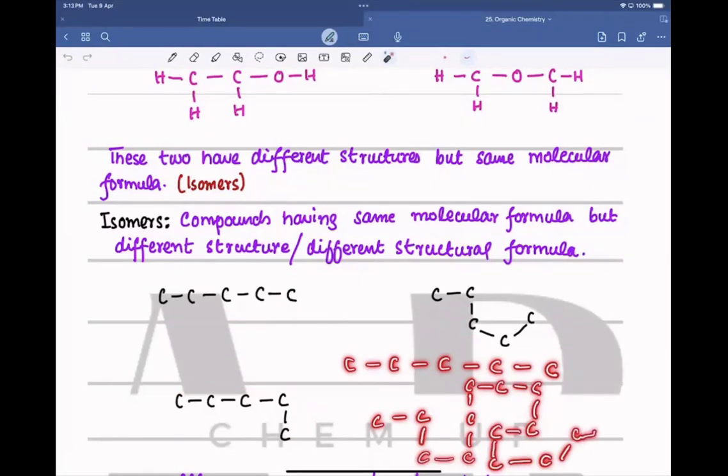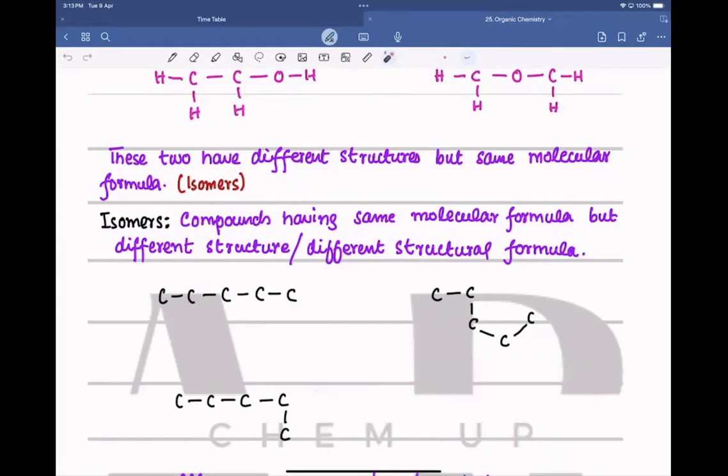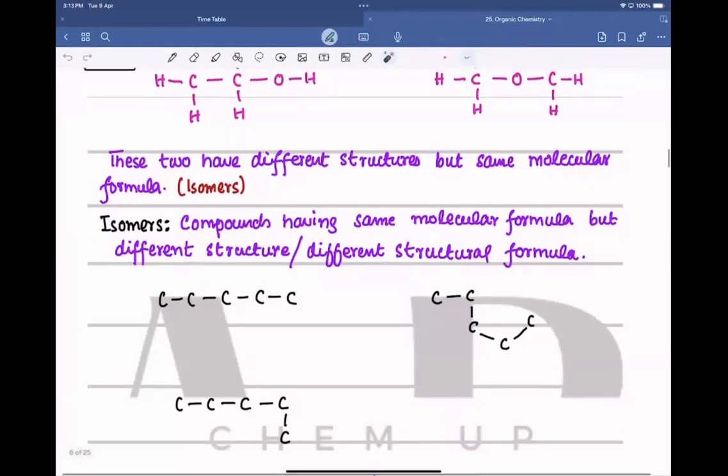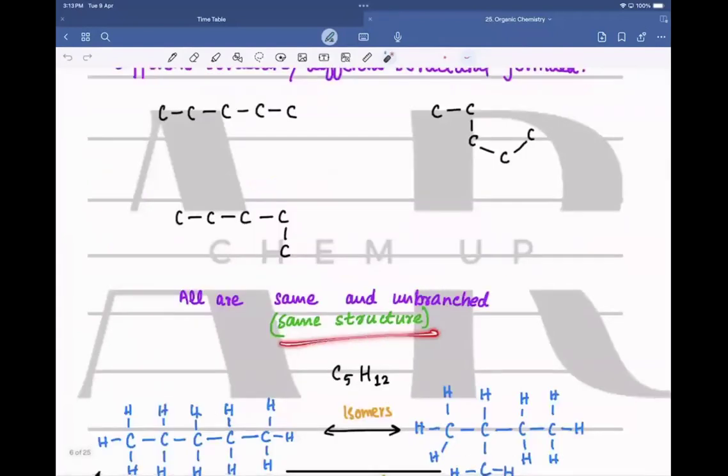For a branch structure, the condition is that a carbon must be bonded to at least 3 other carbons. So look at this structure. Is there any carbon which is bonded to 3 carbons? See the bonds around each carbon. No, sir. There is no carbon over here which is bonded to 3 carbons, right? So it is unbranched, drawn in a bent or coiled form, but it's a straight chain. Is this understandable? So all of them are a straight chain, which means they have the same structure.